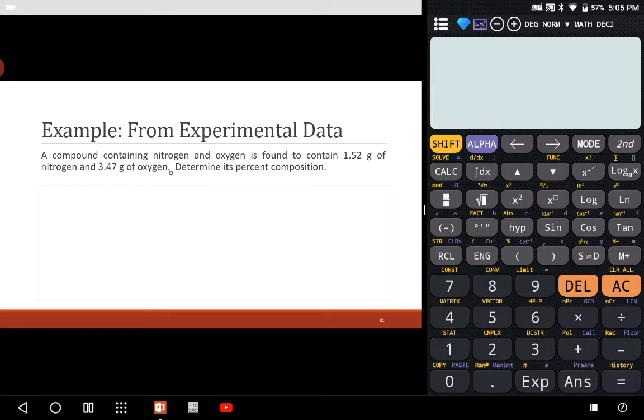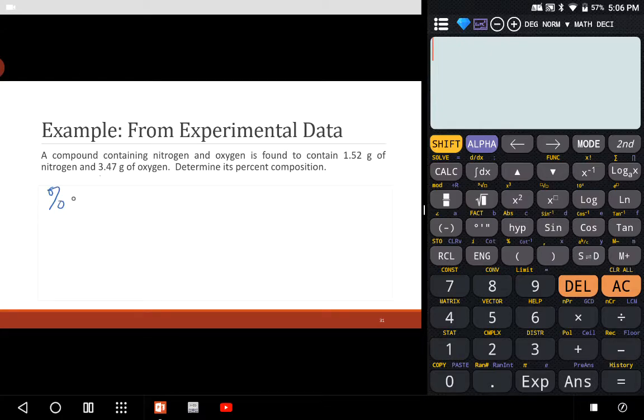So this first example involves mass percent composition from experimental data. This one tells us that we have a compound that contains nitrogen and oxygen, and it has 1.52 grams of nitrogen and 3.47 grams of oxygen. Determine its percent composition. We do not know the chemical formula, and so we can't use the molar masses from the periodic table. We have to use the mass of the experimental values given.